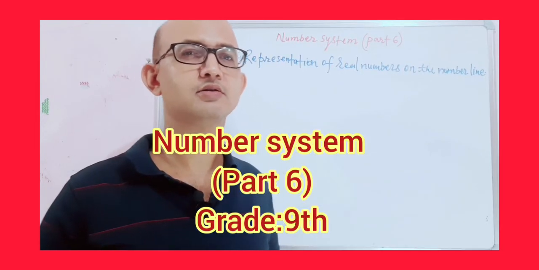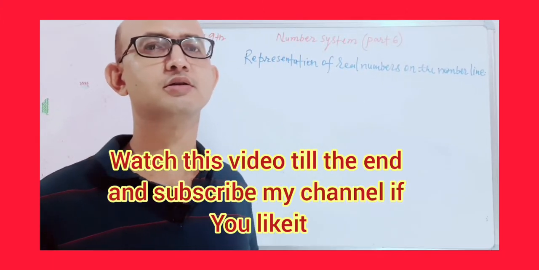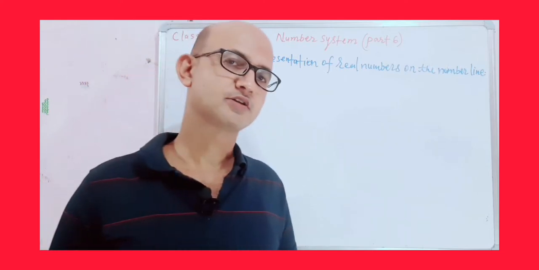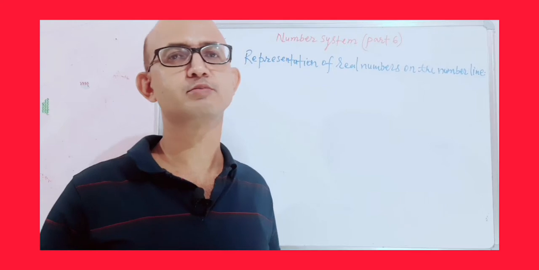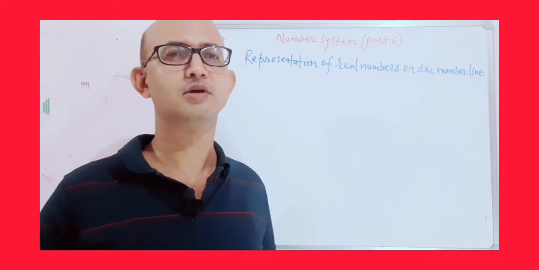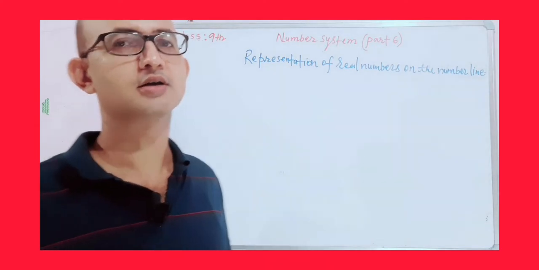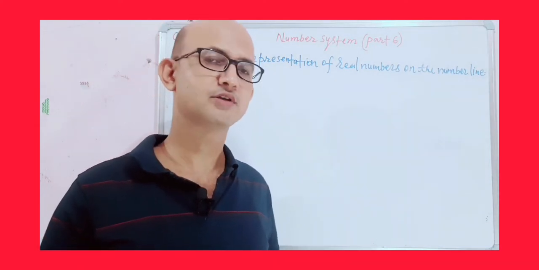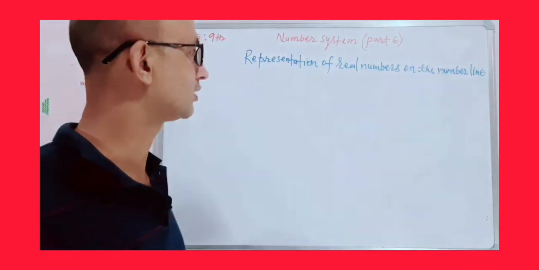In this video, number system part 5, we will learn to represent real numbers on the number line. Before watching this video, make sure that you have watched all the previous videos, part 1 to part 4. Dear students, as we know that real numbers are rational numbers and irrational numbers. Therefore, first we learn to represent rational numbers on the number line.